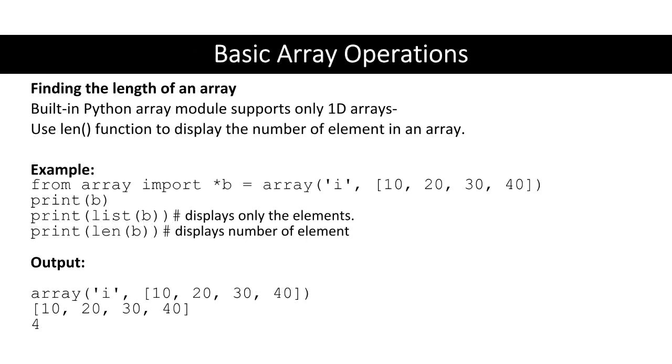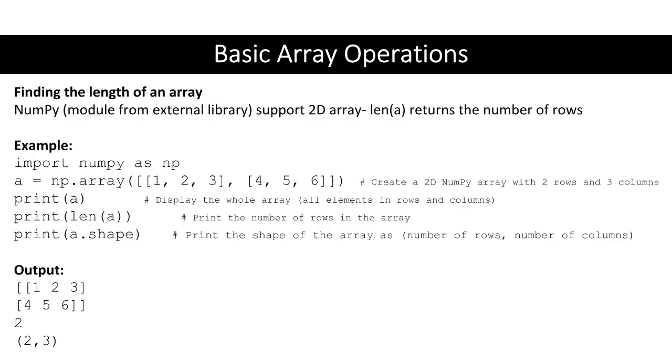This slide shows how to find the length of an array. B equals array, I, 10, 20, 30, 40. len, b, counts the number of elements. Output, 4, so the array contains 4 elements. This slide shows how length works for 2D arrays. Len, a, returns the number of rows, which is 2. A.shape returns the dimensions of the array. Output, 2, 3, means 2 rows and 3 columns.